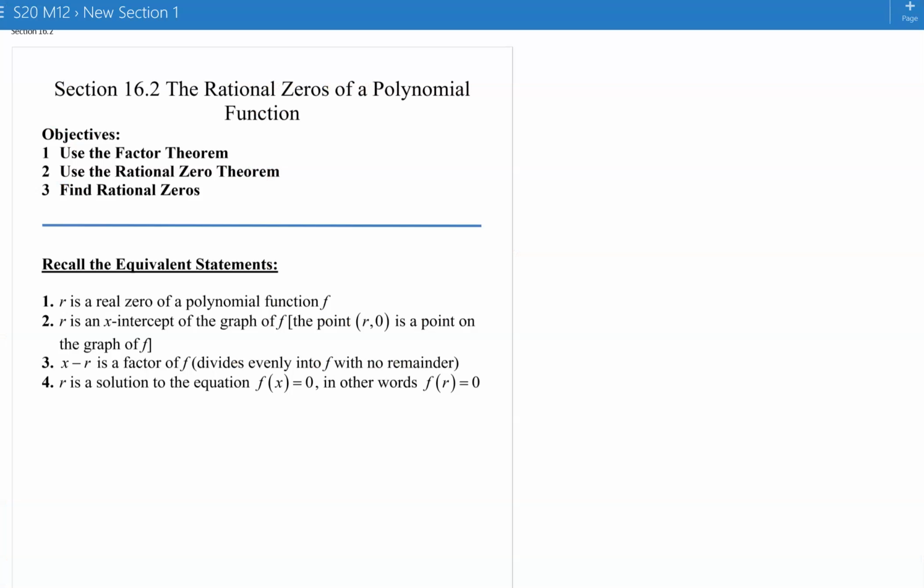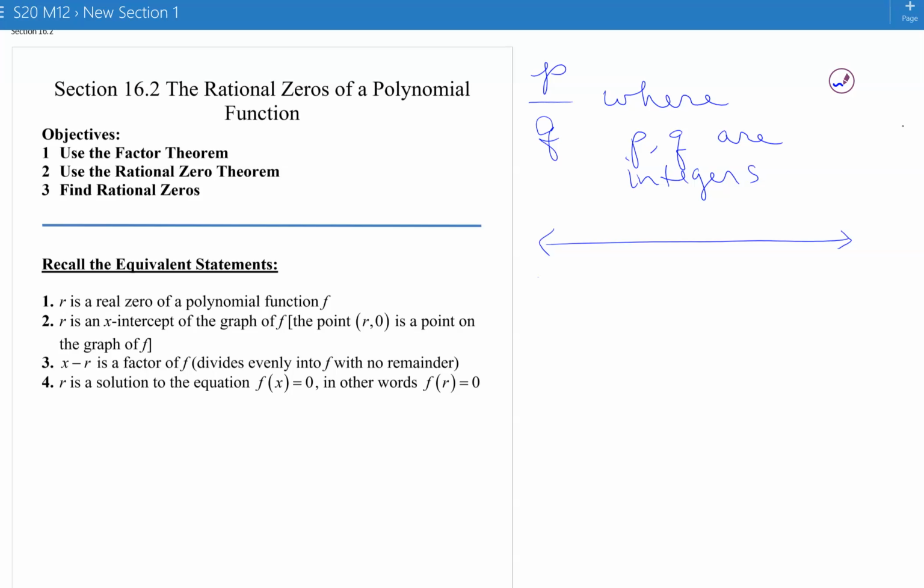Section 16.2 is the rational zeros of a polynomial function. And I would just remind us that a rational number is a number that can be written as p over q, where p and q are integers. So just a little reminder, all the numbers on the number line are the real numbers. So the number line represents all of the real numbers.